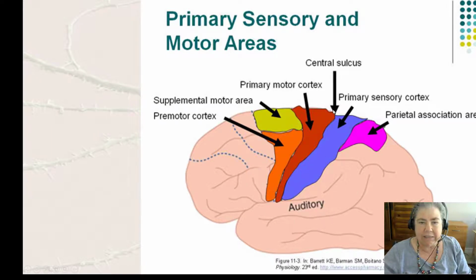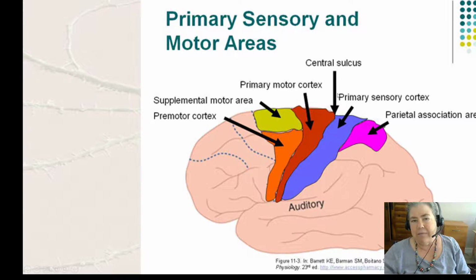So here in red is the primary motor cortex. You can see it, the gyrus of the primary motor cortex, if you look at a brain. Immediately posterior to the central sulcus is the primary sensory cortex. Again, it's a gyrus. It is immediately posterior to the central sulcus.